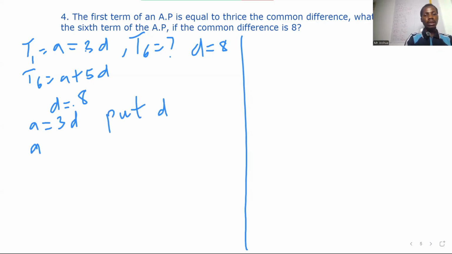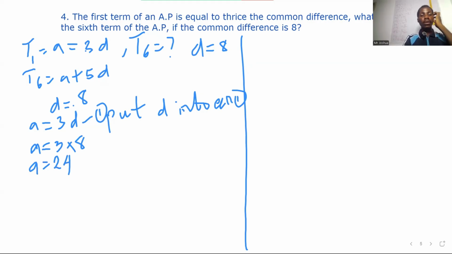So let's put D into, let me use equation 1. Let me call this equation 1. So we're going to have A equals 3 times 8. Our A will be what? 24. So we've gotten our value of A.